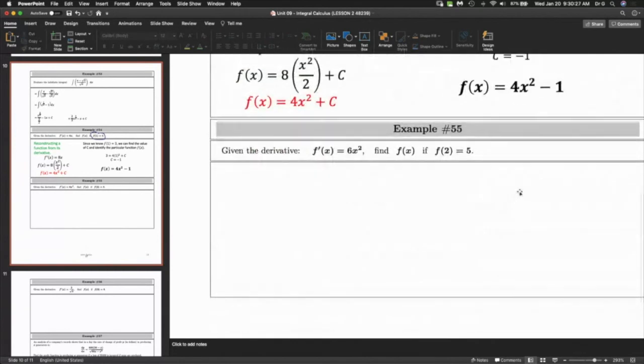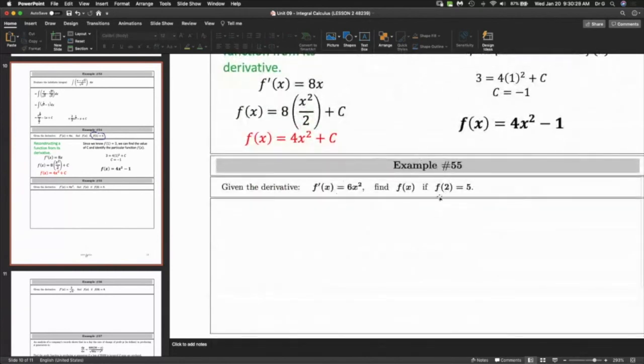Okay, let's reconstruct another one here. So it's kind of the same thing. You're given a derivative, and then you're given some particular information about the original function, and your whole objective here is to go and reconstruct the original function. So that's what we're doing again for the remaining examples, is reconstructing. So I'll write the word reconstruct, because it's another one of those.